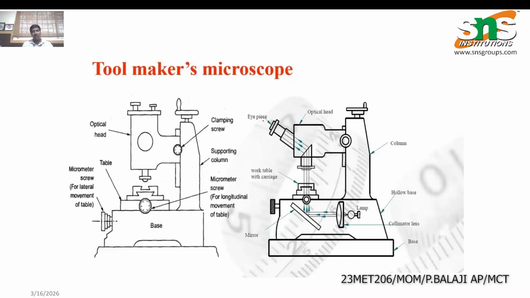Very importantly, we have one lamp source and one lens, and the light rays are reflected onto our object. By viewing our object, we can easily measure the internal diameter, that is, the minor diameter and the major diameter. On the work table with the carriage, we have to fix the entire thread. We have some scales that we can easily see from the top, so by viewing them we can measure the internal and external diameter.